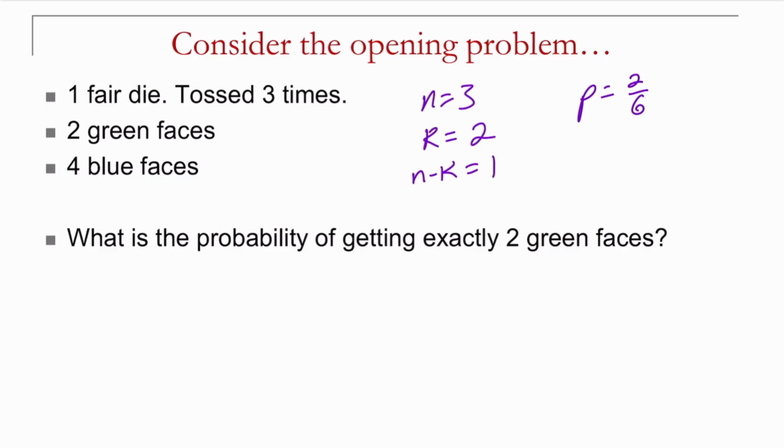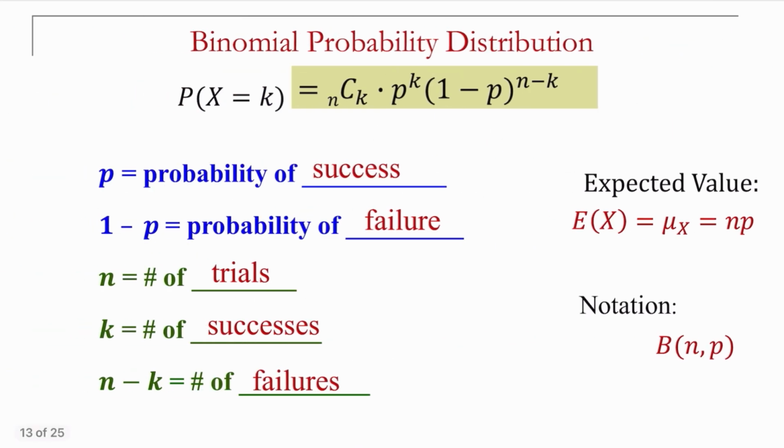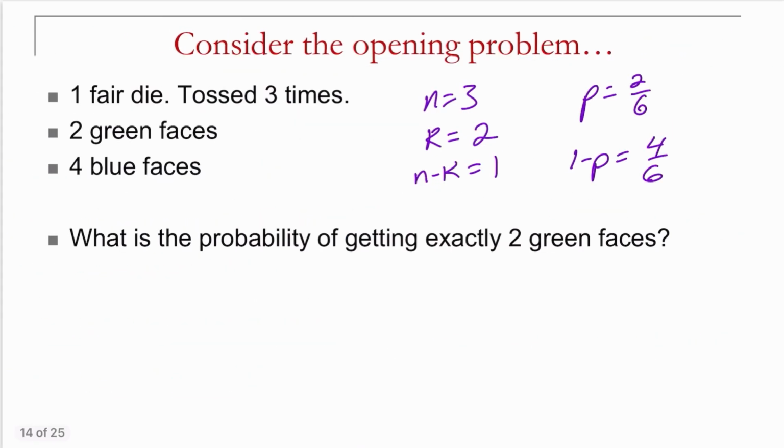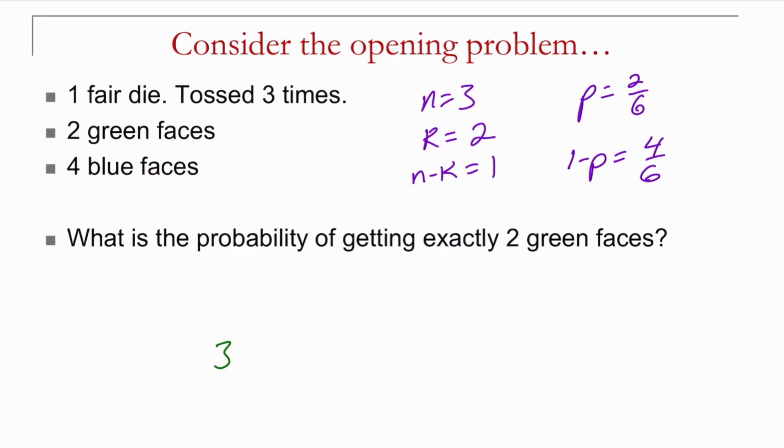And the probability of failure, or 1 minus P, is going to be 4 out of 6. So when we put that all together in this formula here, we're going to have 3C2 times 2/6 to the power of 2 times 4/6 to the power of 1.